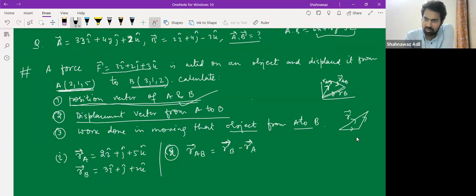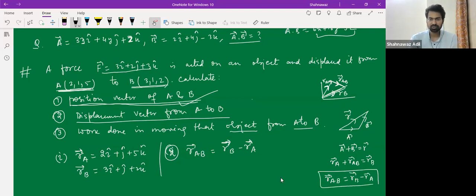So you guys remember that A plus B would be R, right? From here, you can see that this RA plus RAB would be RB, right? So RAB, which is the displacement, would be RB minus RA. Is that clear? Yes, sir, it's clear. So that is why this is RB minus RA.